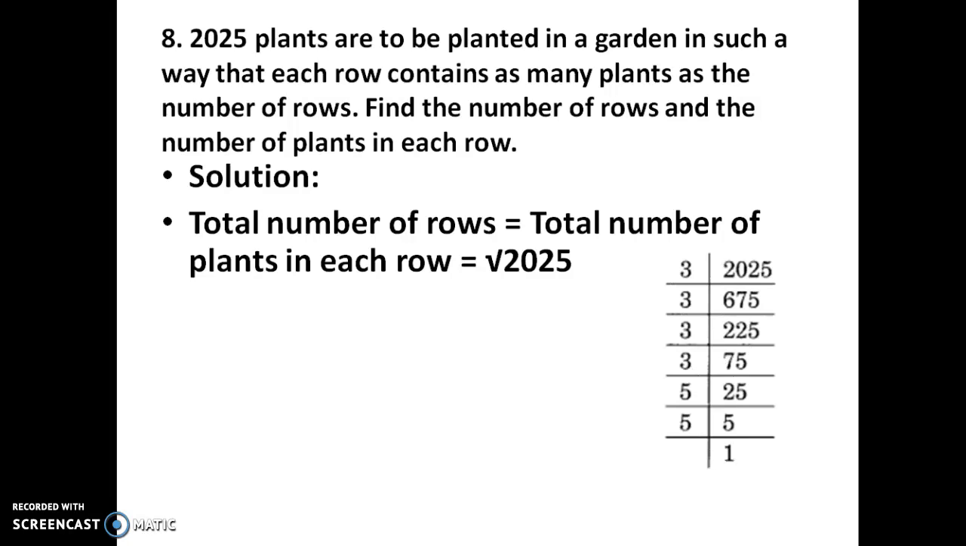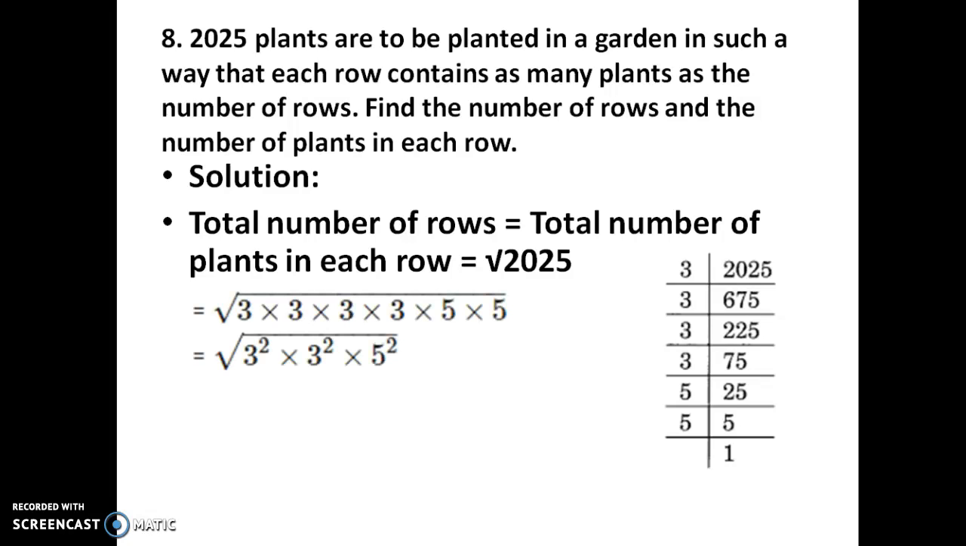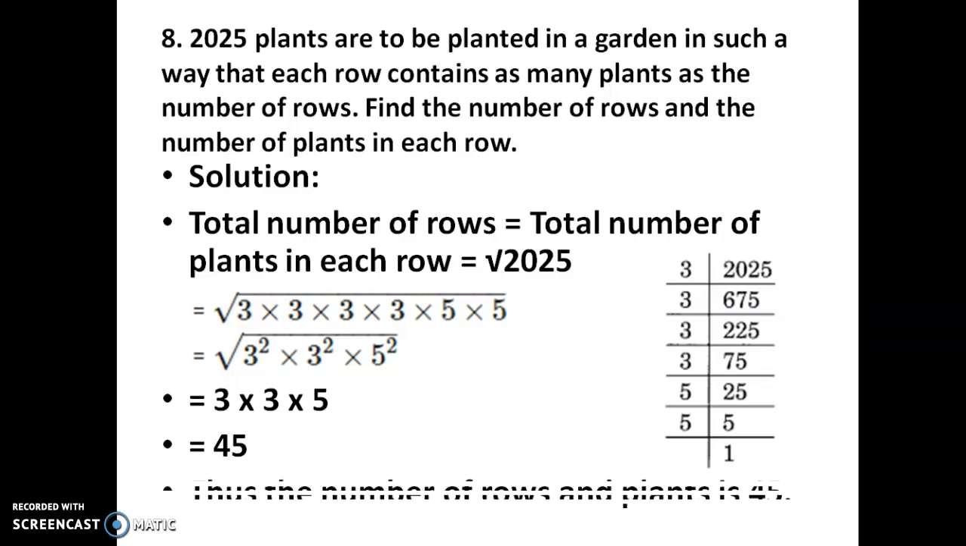So put the prime factorization like this. You will be left with 4 times 3 and 2 times 5. So make pairs: 3 square into 3 square into 5 square. So you will be left with 3 into 3 into 5. So the final answer is 45. 45 plants and 45 rows.